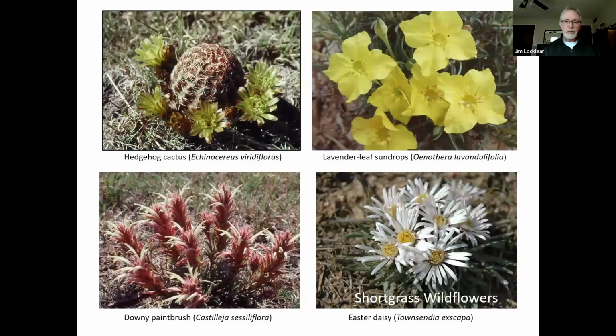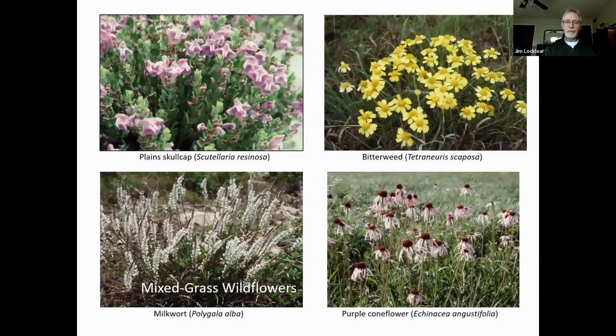Each of these plant communities has its own distinctive suite of forbs, wildflowers, some of which are shared with adjacent plant communities, some of which are not. I won't name all of these just for the sake of time, but you can see these are shortgrass prairie wildflowers. And oftentimes, as the name implies, the stature is rather short. Here's some that would be emblematic of the mixed grass prairie. Again, a little taller typically than shortgrass prairie wildflowers.